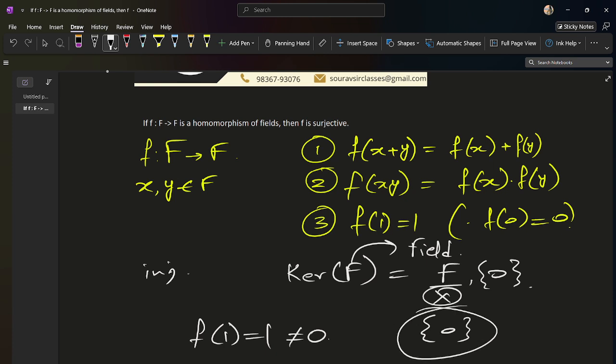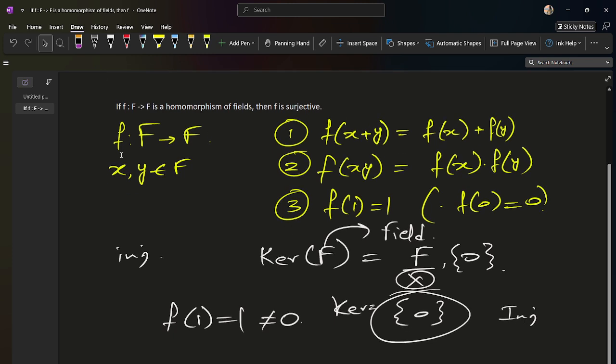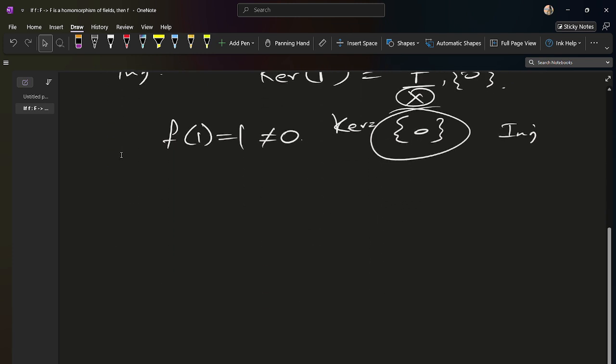We know that if the kernel is only the singleton {0}, then the homomorphism will be injective. So any homomorphism of fields from a field to a field is always injective. Now we have to check whether it is surjective or not. It is not entirely correct to say so, because a homomorphism of fields is indeed injective, but it's not necessarily surjective. So we are going to give you a counter example.